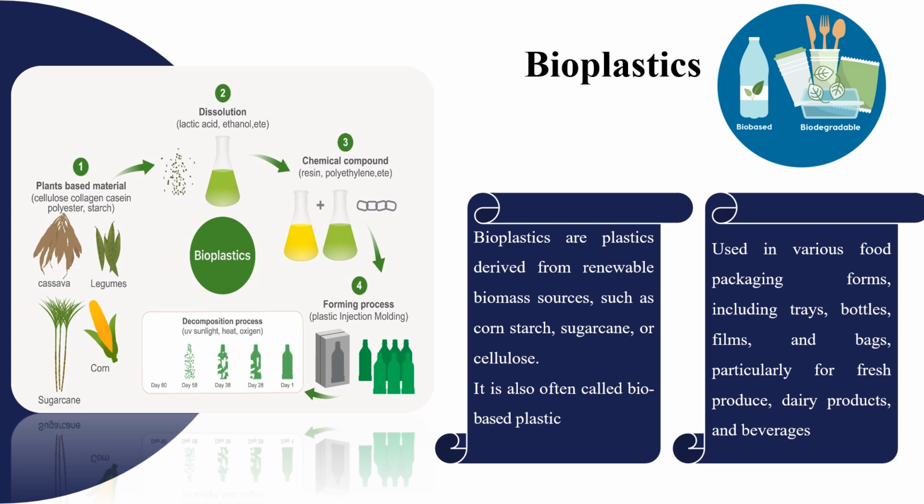naturally eco-friendly, so with the help of sunlight, heat, or UV light, they can easily biodegrade. So this is the bioplastic, which is used in various food packaging forms, including trays, bottles, and bags, and particularly for fresh produce, dairy products, and beverages, where it has been used successfully.